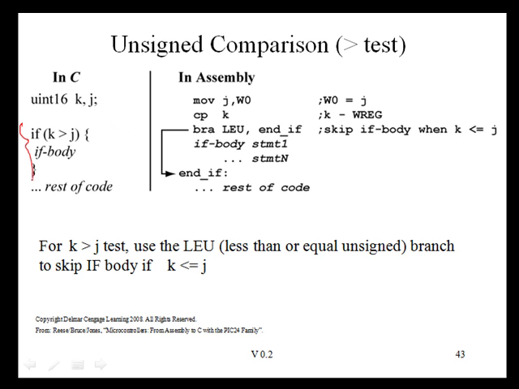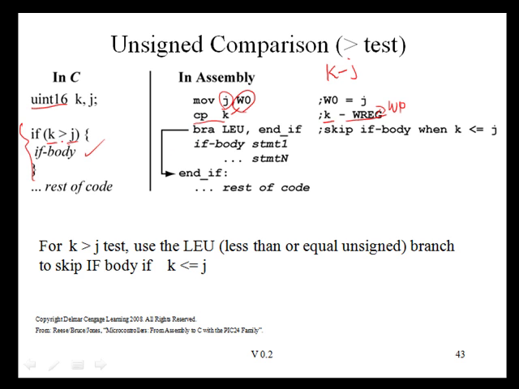So let's revisit our C code example. That's going to be an if statement that's going to compare k greater than j and execute the if body if that's true. These are 16-bit unsigned variables. The first thing that we're going to do is the subtraction k minus j. So we're going to move j into W0, and then we're going to use the memory form of the compare instruction, where we say compare k. This is going to do k minus WREG, which is W0. At this point, our flags are set, and now we need to determine our branch instruction.